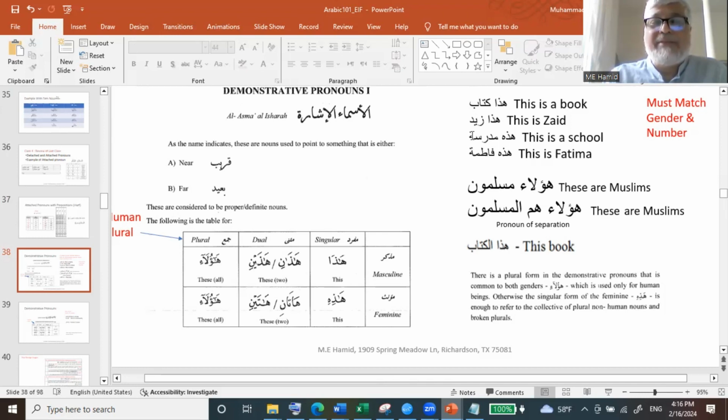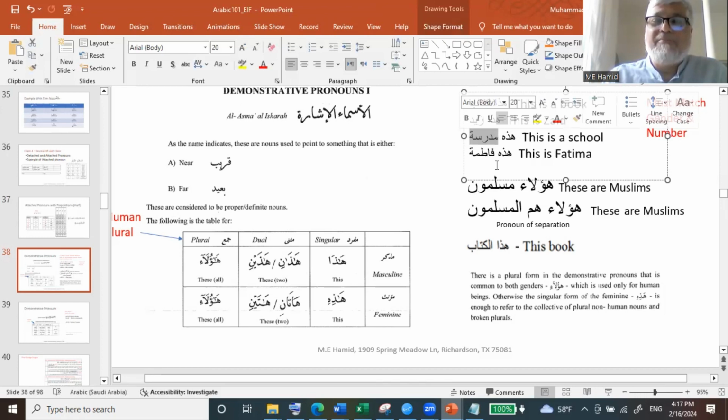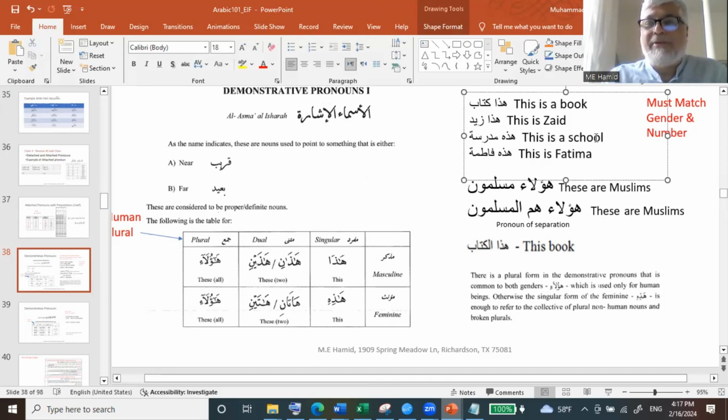School, with the ta marbuta, makes it feminine. So school is a feminine object. So you cannot write "haza madrasa." You write "hazihi madrasatun" because of the nature of the noun, it is feminine. So you have to write that in feminine. This is a school. In English we don't see this, but school was masculine.